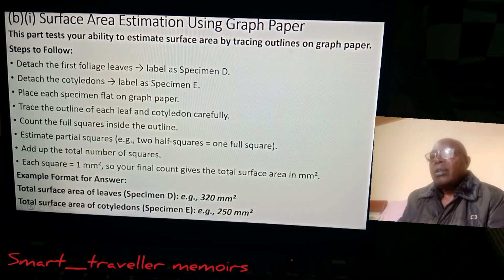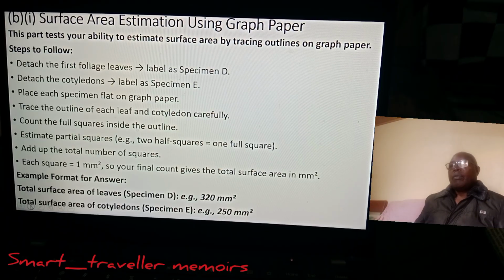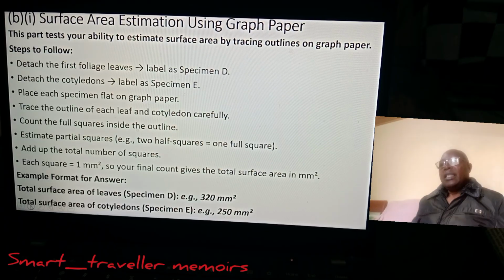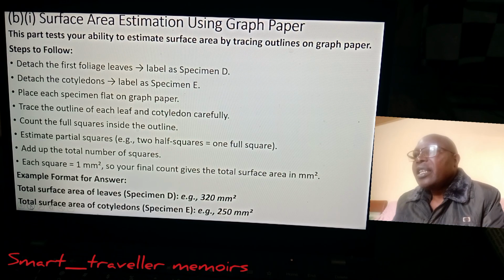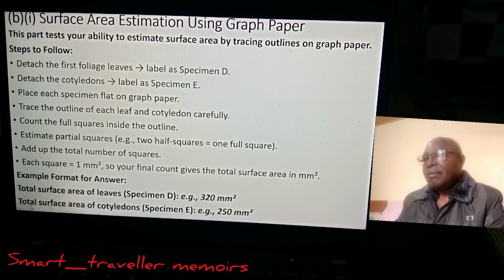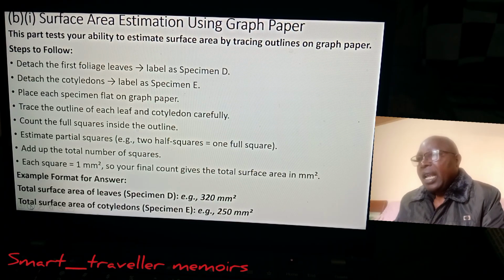And therefore now, steps to follow. So, guys, detach the first 3 foliage leaves. Label them as specimen D. Detach the cotyledons. Label as specimen E. Place each specimen flat on graph paper. Trace the outline of each leaf and cotyledon carefully.